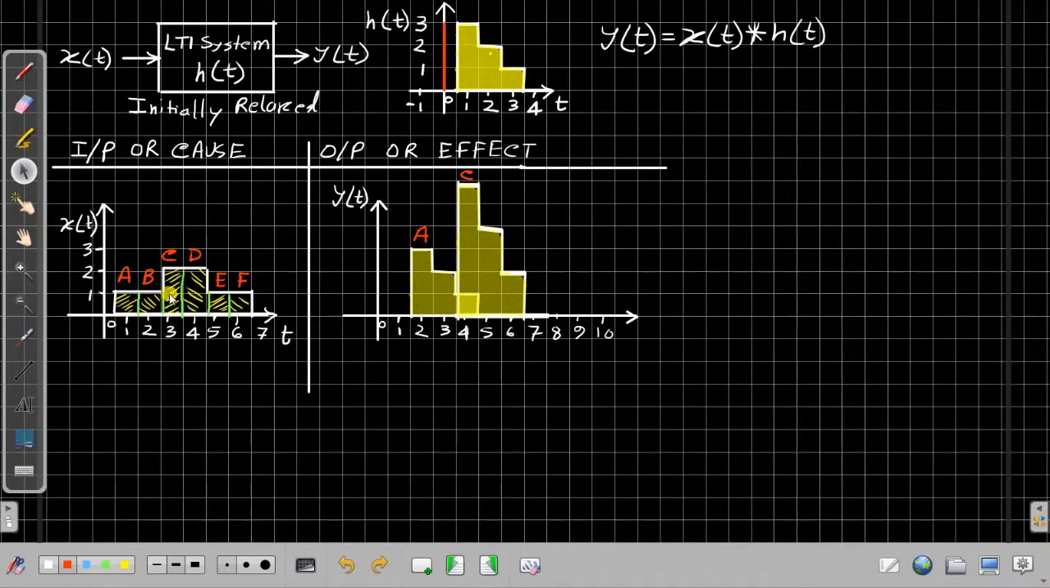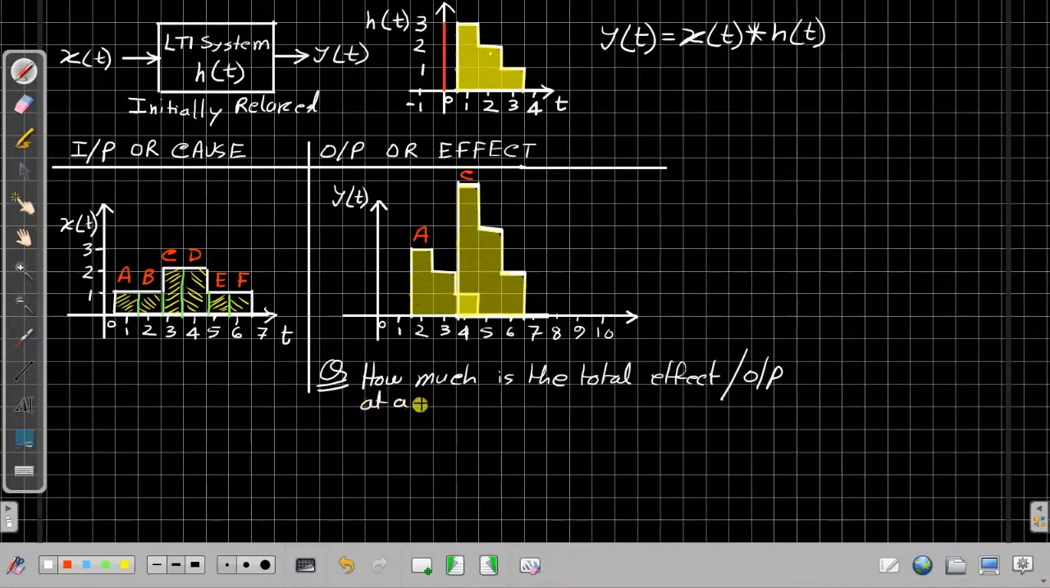And let me now ask a very interesting question. The question is, how much is the total effect or total output at a particular time instant?